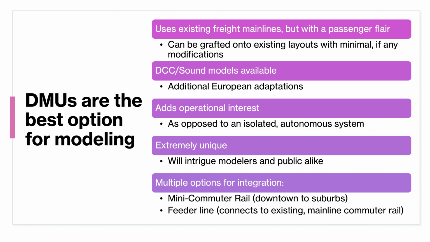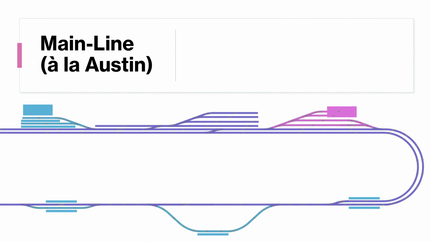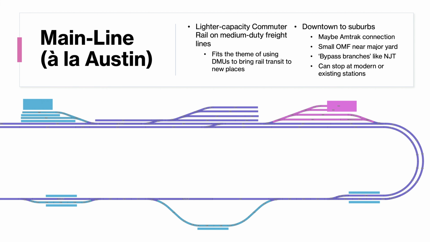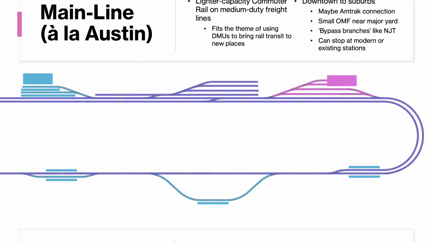I can think of multiple ways in which you could do a DMU-style layout setup. The first one is to have a mainline-style DMU, such as you would see in Austin, and this is for kind of a lighter capacity commuter rail running down a medium-duty freight rail line. And maybe you, again, could have a start in downtown at a Union Station, then maybe a freight rail yard, and then a small DMU operations and maintenance facility, a station here, a village diversion there, and then finally the end of the line before again ceding the rest of the railroad to the freight trains.